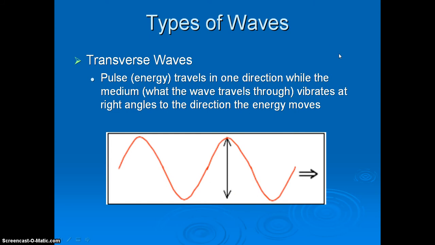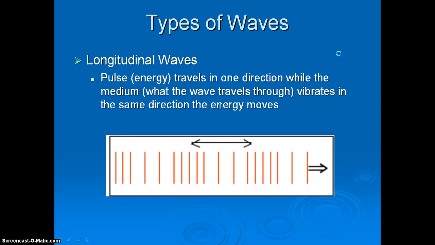That's a transverse wave. The other type of wave that we have is a longitudinal wave. In a longitudinal wave, my energy travels in one direction. In this case, it's moving to the right, and my medium vibrates in the same direction as the energy moves, but it vibrates back and forth. Okay, so this is like the pushing of the Slinky, and my tape moves back and forth.